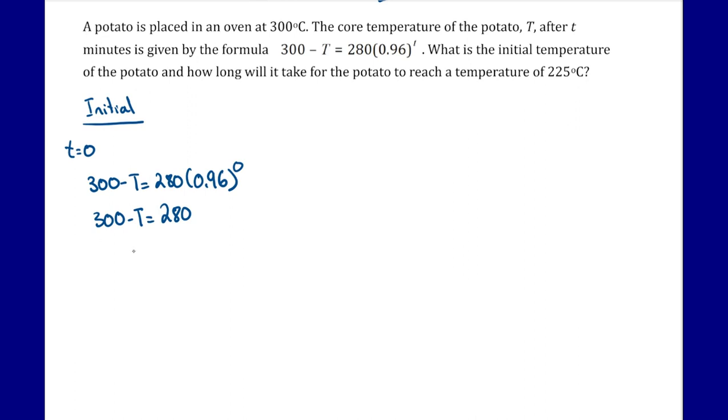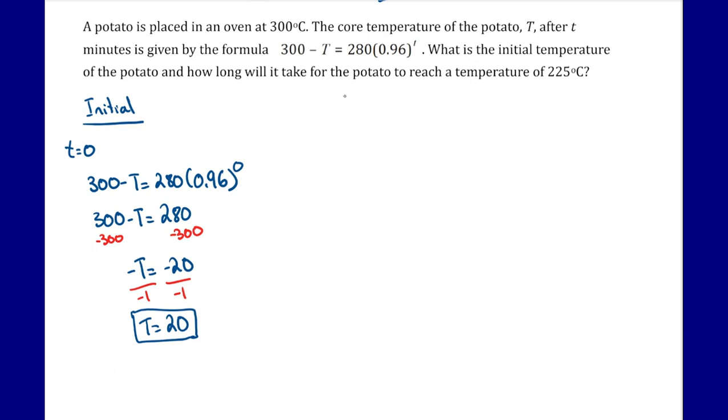Move the 300 over, negative T equals 280. I guess I should show what we're doing. Minus 300 minus 300. So now I'm just solving for T. Negative T equals negative 20. Divide both sides by negative 1. And we get T is equal to 20. So the initial temperature of the potato is 20 degrees Celsius, which we found in a previous lesson, and it does make sense.